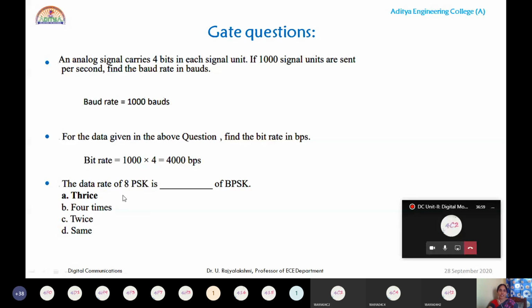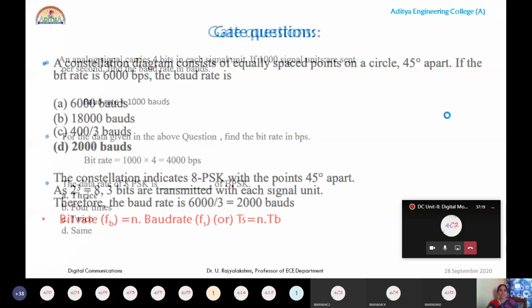Similarly, for 32-array PSK, n will be 5. For 64, it will be 6. Like that, based on the value of n, what is the expression used? R is equal to n into Fs, where R is the signaling rate or data rate. Okay, like that you should solve this type of questions.